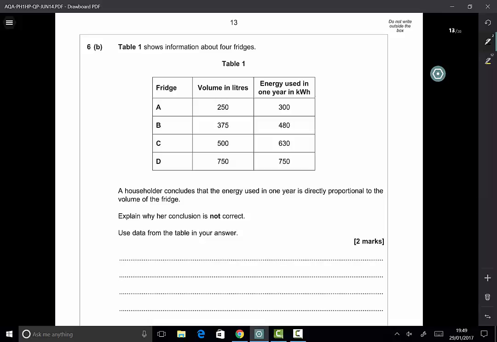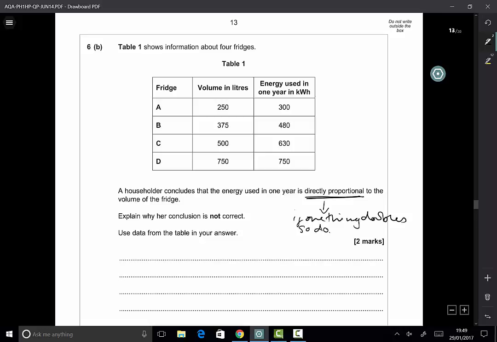Okay, 6b, Table 1 shows information about 4 fridges. A householder concludes that the energy used in 1 year is directly proportional to the volume. Okay, so we're being tested on our understanding of this term directly proportional. Directly proportional means if one thing doubles, so does the other. Okay, explain why her conclusion is not correct. Use data from the table in your answer.